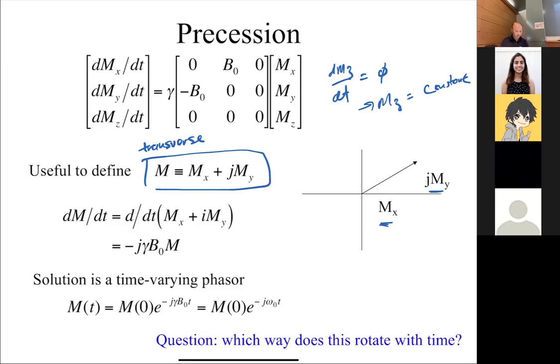So the nice thing is then we can write dM/dt equals minus j gamma B0 times M. And this is a first order differential equation, and you all know the solution is just an exponential, right? So you can guess the solution is an exponential and then solve for what the exponent would be. And it turns out the solution is M of t equals the initial condition times e to the minus j omega naught t, okay? Where omega naught is just equal to gamma B0, all right? So that's the Larmor frequency.